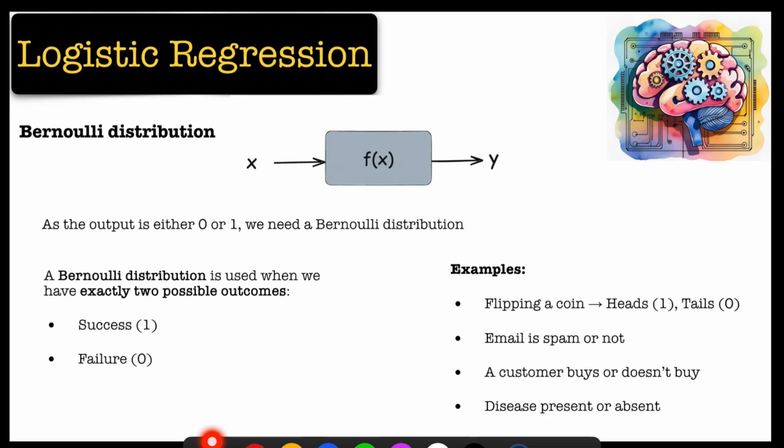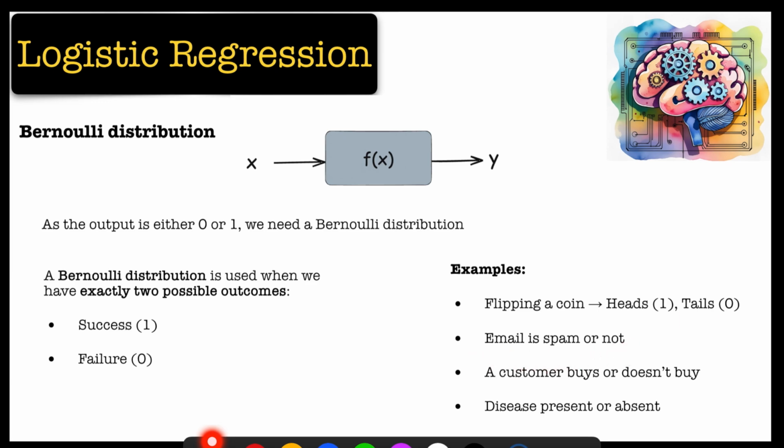Now, as this is a yes or no question, the output is either 0 or 1. We need a Bernoulli distribution. And what is a Bernoulli distribution? A Bernoulli distribution is used when we have exactly 2 possible outcomes, success or failure. Let's say success is 1, failure is 0. Examples like flipping a coin. When we are flipping a coin, our output can be either head or tail, right? So let's say head means 1 and tail is 0.